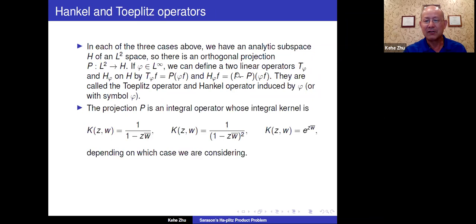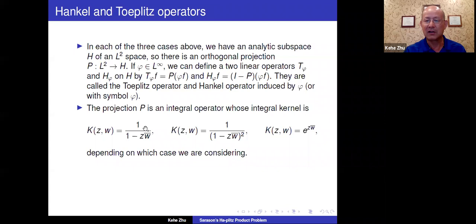And so people used to call the two together a Haplitz operator, Hankel and Toeplitz. Okay. Now, a very important tool to study the Toeplitz and Hankel operators will be the integral representation for the orthogonal projection. In each of the three cases, P is actually an integral operator, and the integral kernel, you can actually write them down. In the case of the Hardy space, the integral kernel is going to be the Szegő kernel or the Cauchy kernel.